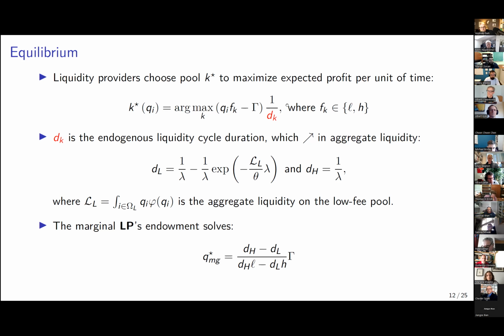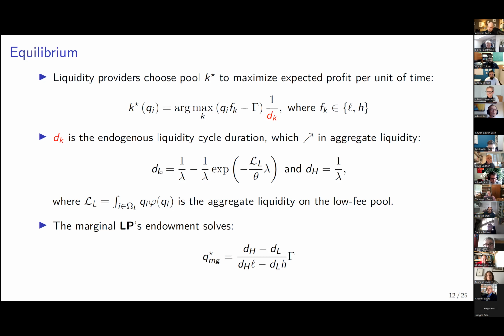And what's endogenous here is the duration of the liquidity cycle. The duration of the liquidity cycle depends on how many other liquidity providers have made the same decision as you did, right? For the high fee pool, this is simple. The high fee pool only exhausts when the large liquidity trader arrives. So the duration is simply 1/λ.